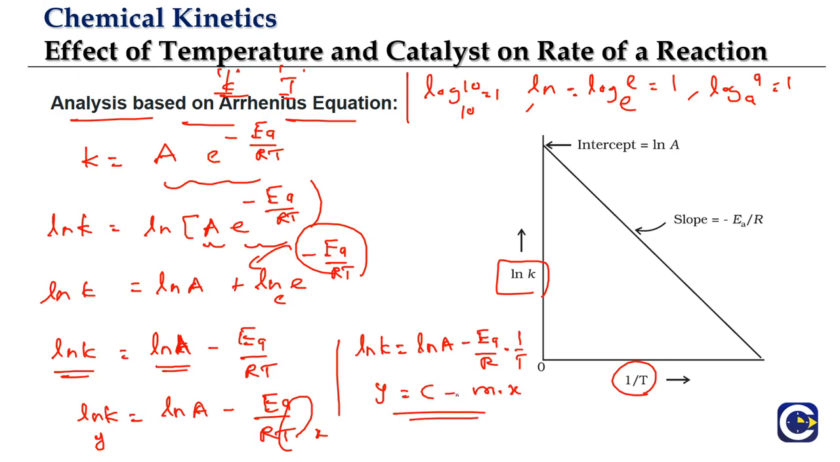If you compare these two, we will clearly see that the graph will be a straight line, and the slope of the straight line is nothing but minus Ea by R. So the m value, the slope value, is minus Ea by R, and then the intercept. If the 1 by T value is becoming 0, this entire term will be 0, and the value of ln k will be equal to ln A. So this is what we have as a graphical analysis of the Arrhenius expression.